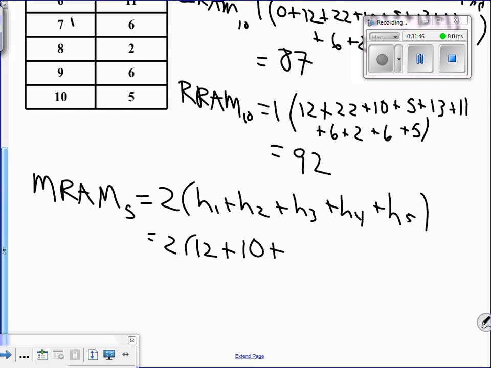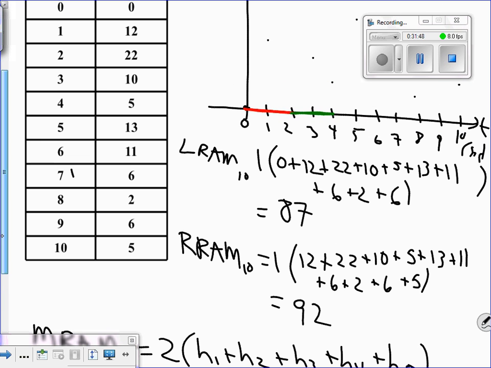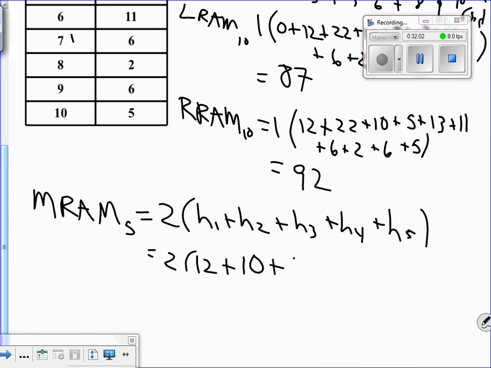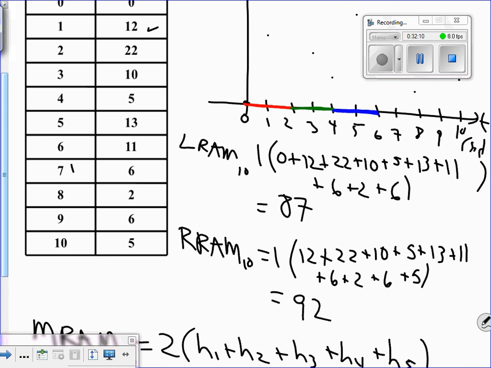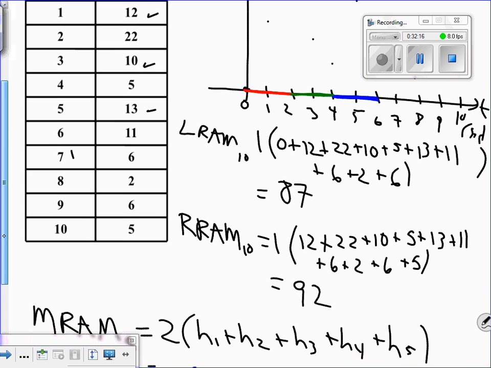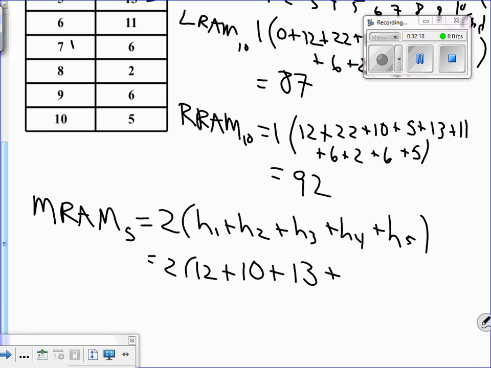The height of the third rectangle. Yeah, we're going to need to know f of 5 because the x's go from 4 to 6, midpoint 5. So pop 5 in there, and that gives us 13. Starting to see a little pattern here, right? We had the f of 1, which is 12, and the f of 3, which is 10, and the f of 5, which is 13. What's the height of our fourth rectangle? 6, because it's f of 7, right? And what about the last one? Oh, 6 again.